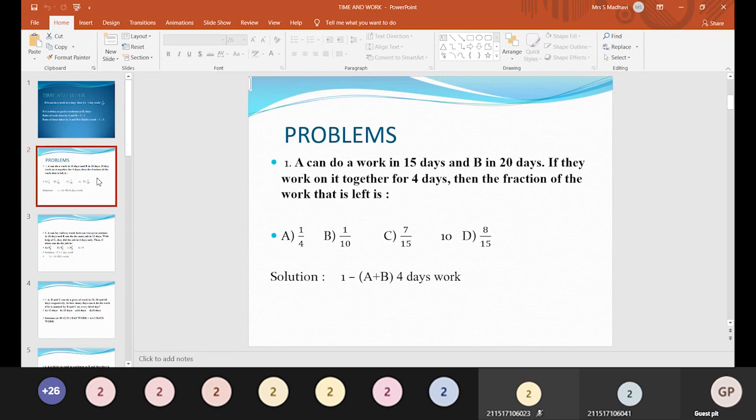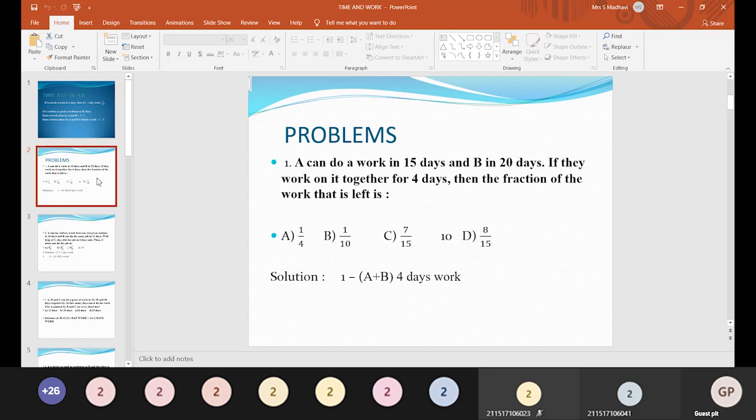The hint given is 1 minus (A plus B) into 4 days' work. Here, we need to calculate A's 1 day's work, then B's 1 day's work. A plus B is the 1 day's work, and then (A plus B) 4 days' work. From that we need to calculate the remaining work.